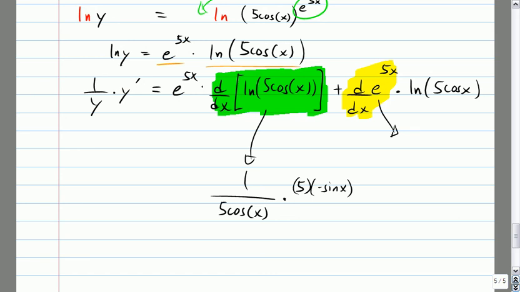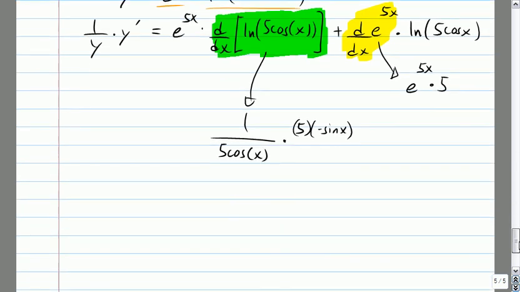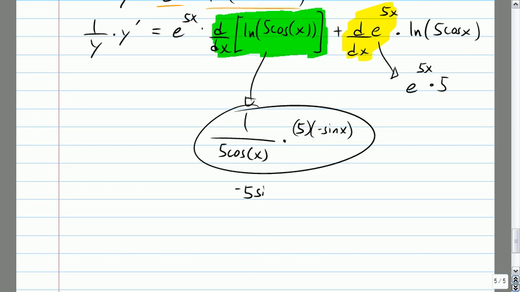The yellow turns into what? e to the 5x. That's the outer function. Times 5. Okay, so this is going to get cleaned up a little. That's going to turn into negative 5 sine x over 5 cosine x, which is negative sine x over cosine x, which is negative tangent x. So that's really your green piece.